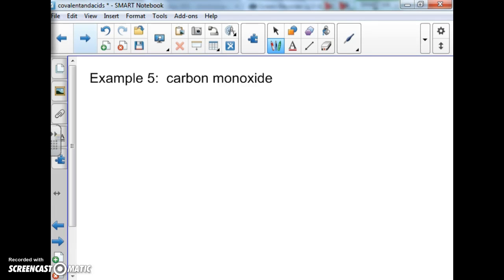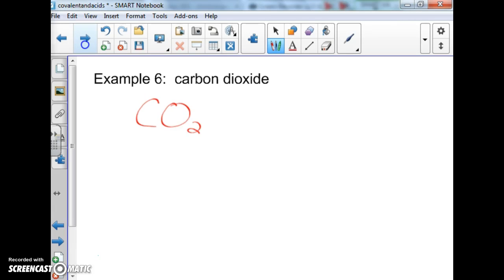Now we're going to go the other way. We're going to take the name and we're going to write the formula. Carbon monoxide, I see no prefix, so just carbon. Or if I see mono, it's just 1. So CO, carbon monoxide, 1 to 1 because there's no prefixes. And then carbon dioxide, 1 and 2 oxygens. Why 2? Because of the di. Carbon, first element, oxygen is what is formed from the second name.